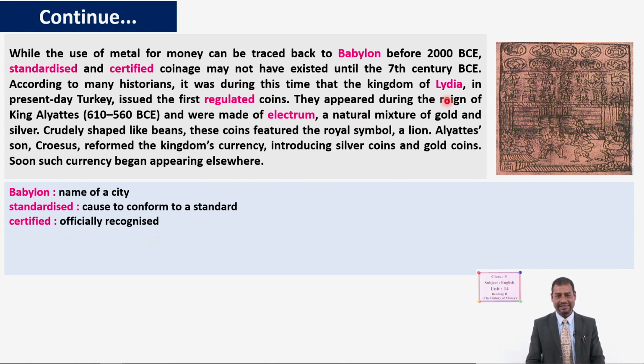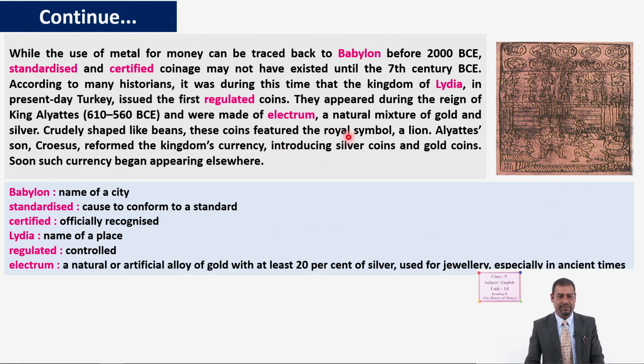Now we have another word, that is Lydia. So have you made a guess of the meaning? Okay, don't worry, it means the name of a place, okay, the kingdom of Lydia. Now another word we have is regulated, R-E-G-U-L-A-T-E-D, regulated. What does it mean? You can just make a guess. All right, it means controlled, okay, regulated coins. Next word we have is electrum, E-L-E-C-T-R-U-M, electrum. So what does it mean? You can find some ideas here after the comma also. So it means a natural or artificial alloy of gold with at least 20% of silver used for jewelry, especially in ancient times, in the past, okay.